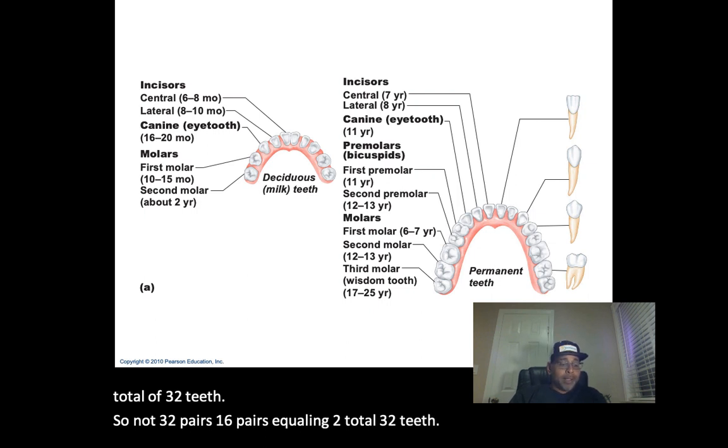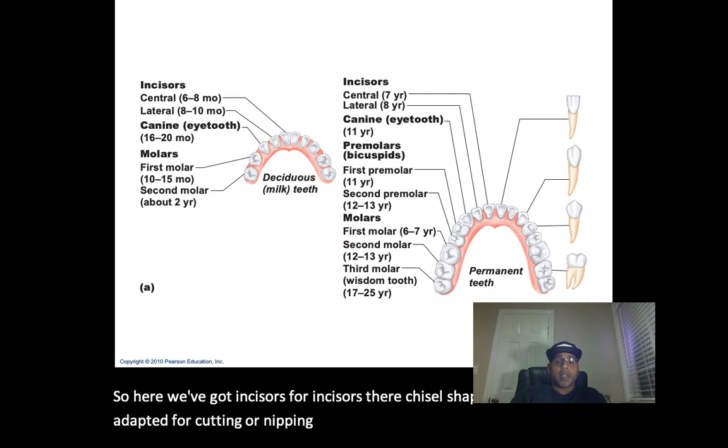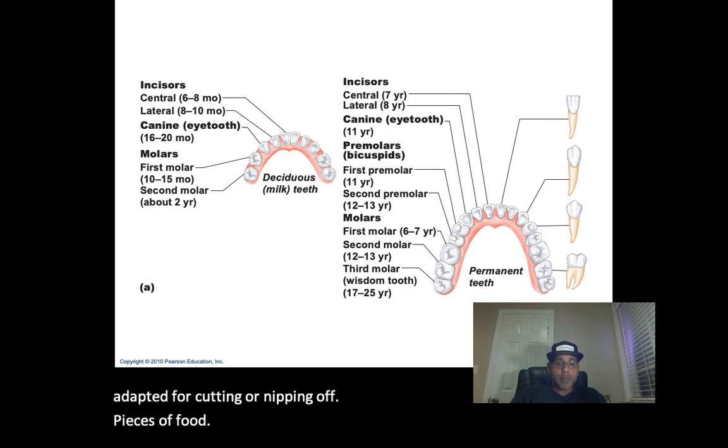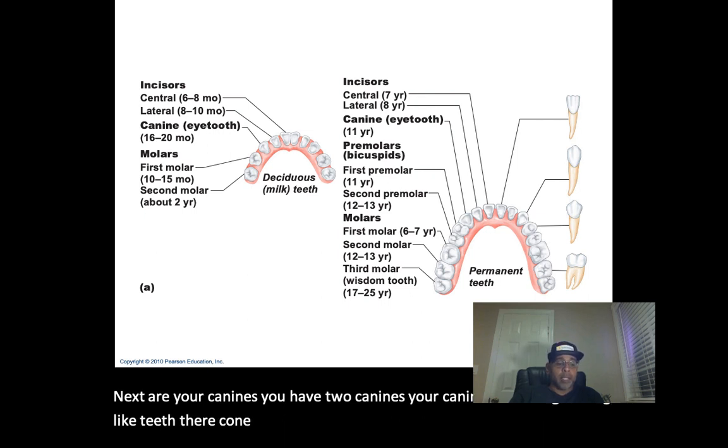So here we've got incisors, 4 incisors. They're chisel-shaped teeth, and they're adapted for cutting or nipping off pieces of food. Next are your canines. You have 2 canines. Your canines are conical or fang-like teeth, and they tear and pierce food. They're responsible for tearing and piercing food.